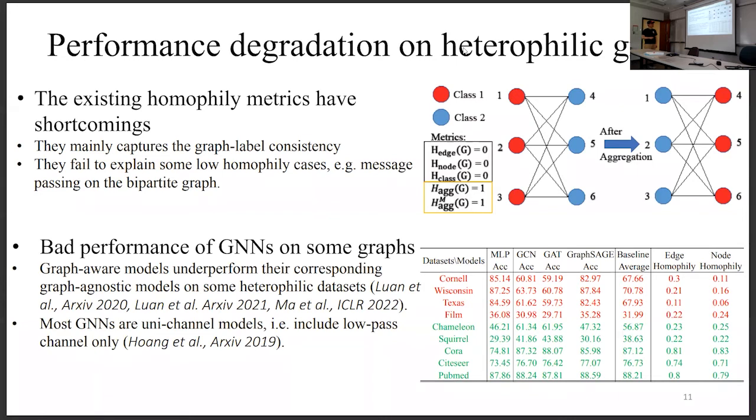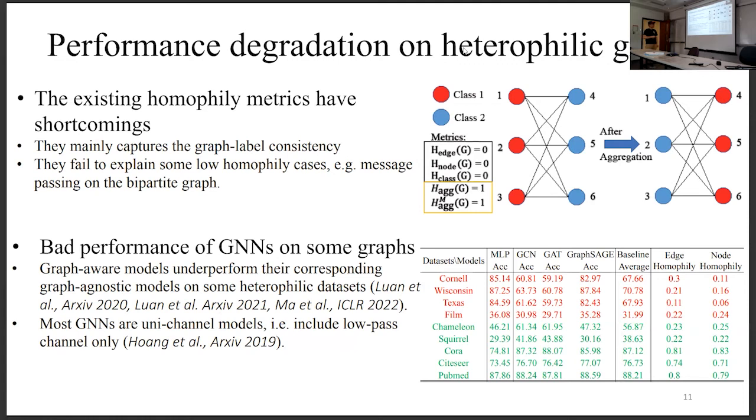For example, in this example, we have a bipartite graph. We can see that all the nodes from class one connect to class two, and all the nodes from class two connect to class one. So this graph is actually pretty bad according to the existing homophily metric, because we have no edges that connect nodes from the same class, and we have homophily value zero. This means the graph network should perform pretty badly on these graphs, but actually it doesn't. After one step of aggregation, the nodes from different classes just change their values, but they are still distinguishable. So we need some new metric to improve the measurement over this kind of graph.